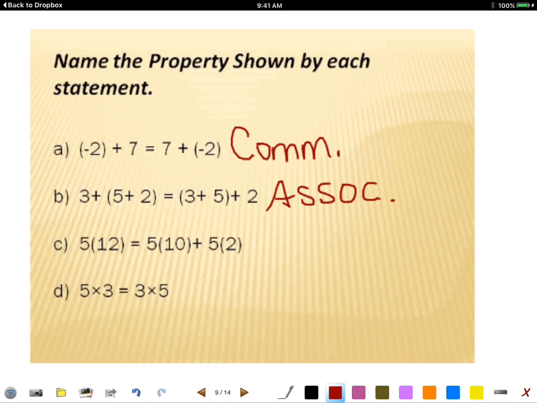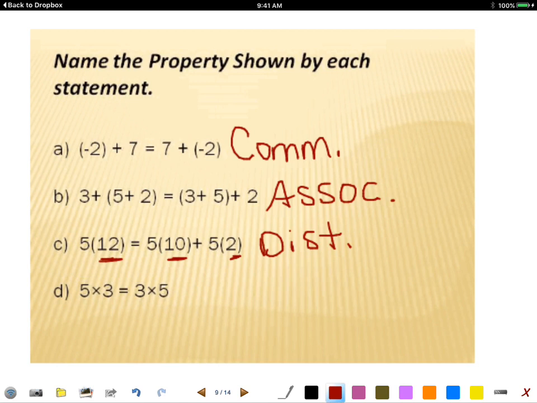Letter C. Now this one looks a little different than it did in our notes. Raise your hand if you think you know which property the letter C would be. Isaiah? It is the distributive property. Very good. This 12 here is being broken up into 10 and 2, and you're multiplying the 5 by 10 and then by 2. That makes it a lot easier to do in your head anyways.